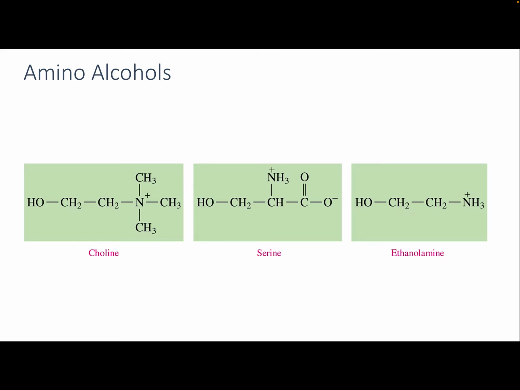So amino alcohols, there's a few. These are found in glycerophospholipids. They're also found in the sphingolipids, or sphingosine. This is choline, this is serine, and this is ethanolamine. These are all ionized at pH 7.4. This is important. We'll talk about this later too when we look at the amino acids and amines, because at physiological pH we often see these charges on the nitrogen compounds.